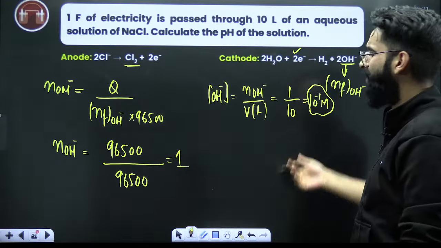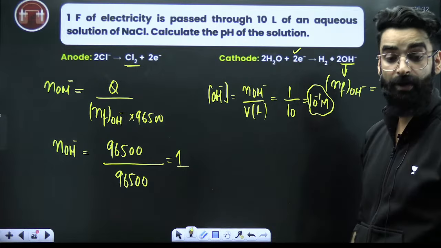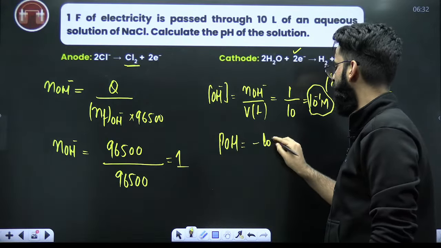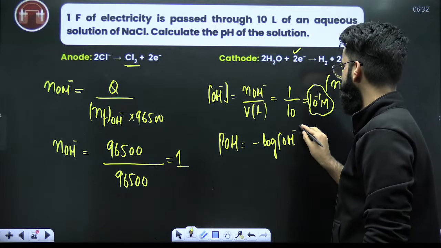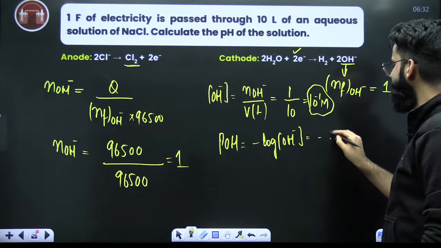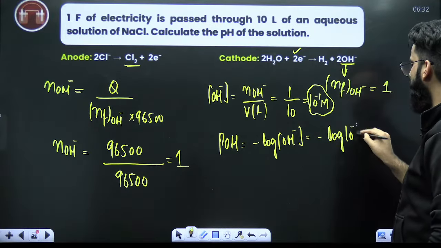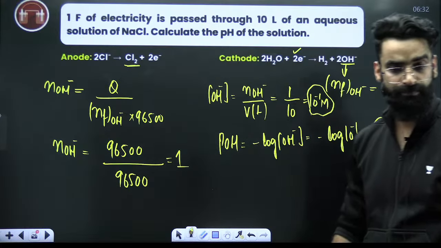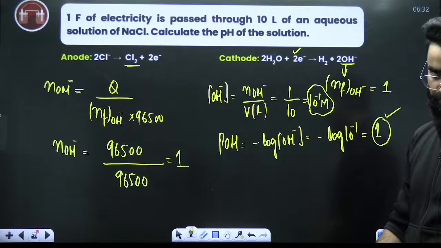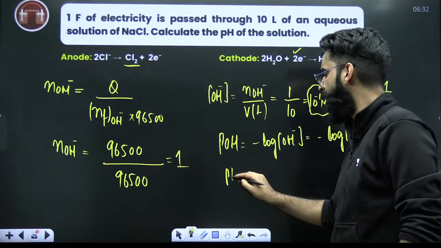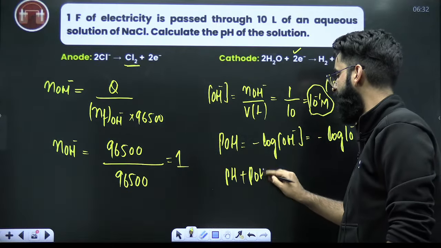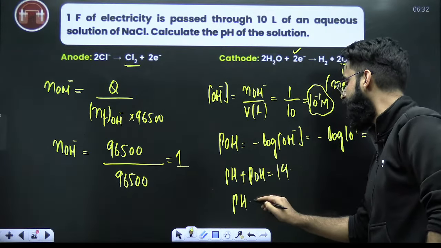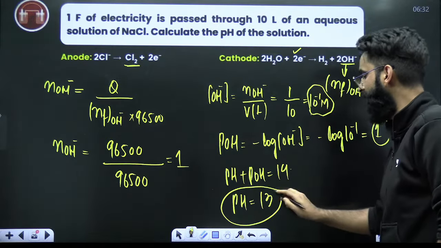If you got the OH negative concentration, we calculate pOH. p stands for minus log. It's minus log of OH negative concentration, so it is minus log of 10 raised to the power minus 1. The value comes out to be 1. So you got the pOH. At 25 degrees centigrade, pH plus pOH is always equal to 14. So pH from here will be equal to 14 minus 1, which comes out to be 13.